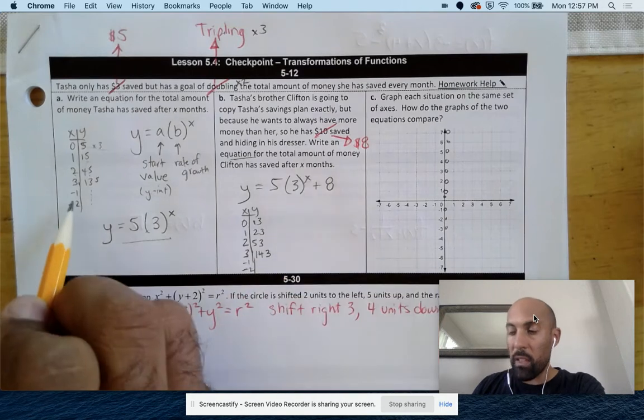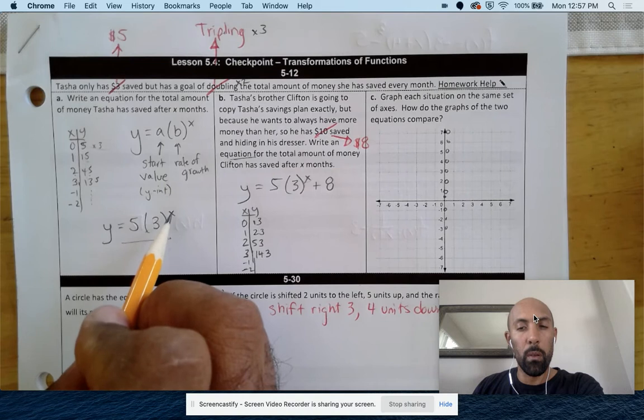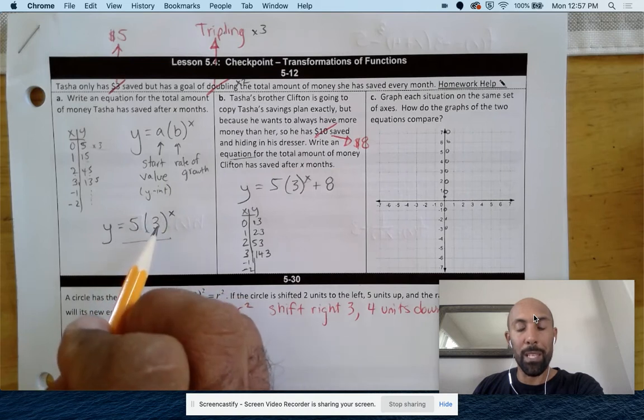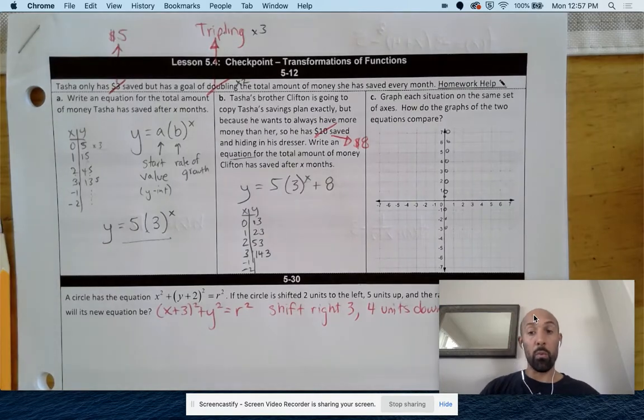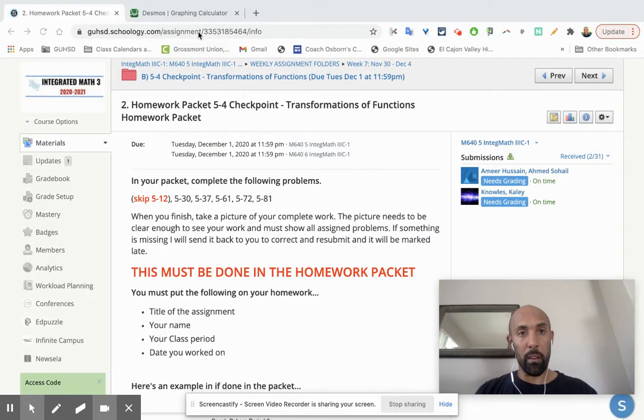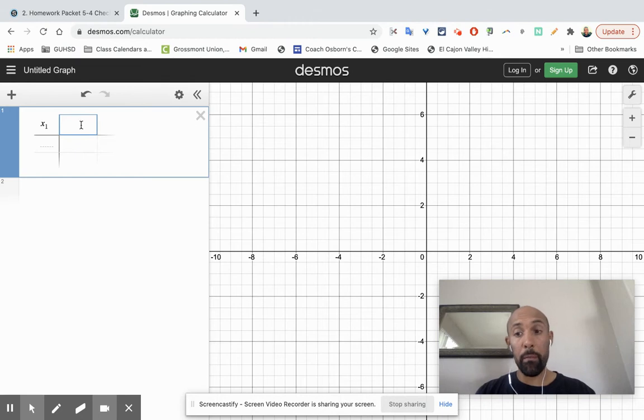Now, the only issue with that is that I would have to plug in a -1 into the x value, which means this is now a negative exponent. And when I start plugging those in, it becomes a little difficult to figure out. So I'm going to use Desmos to help me out with that. I'm going to create a table, and I'm going to basically type the same function. So 5 times 3 raised to the x power.